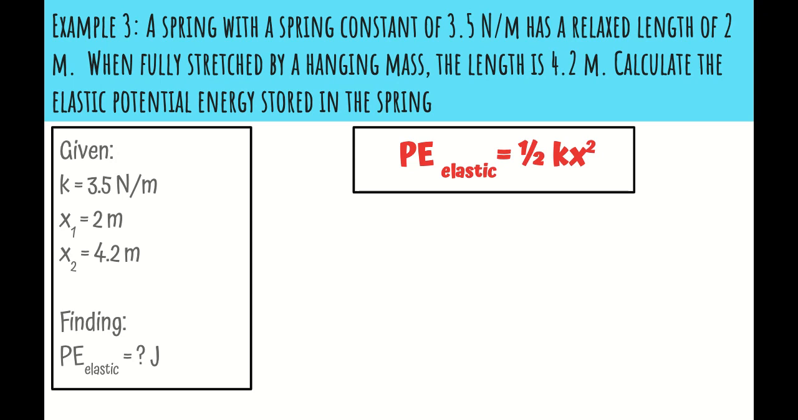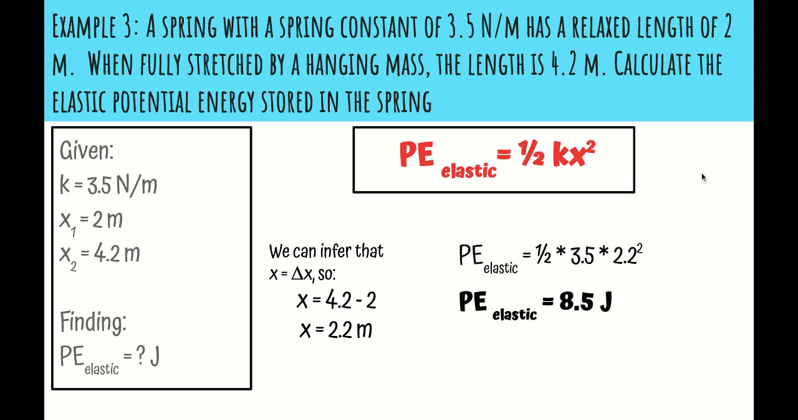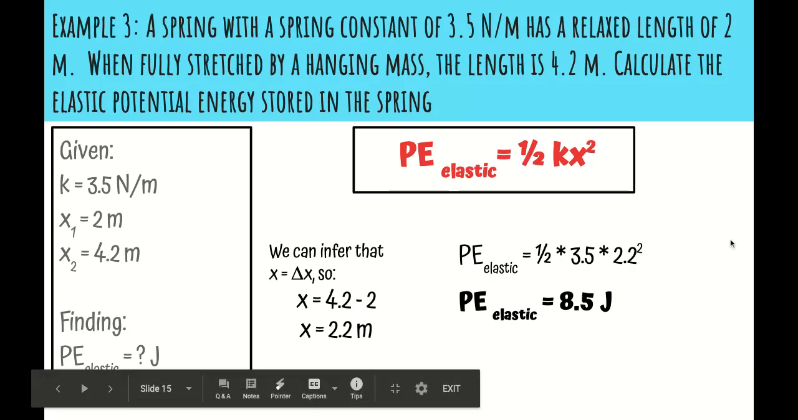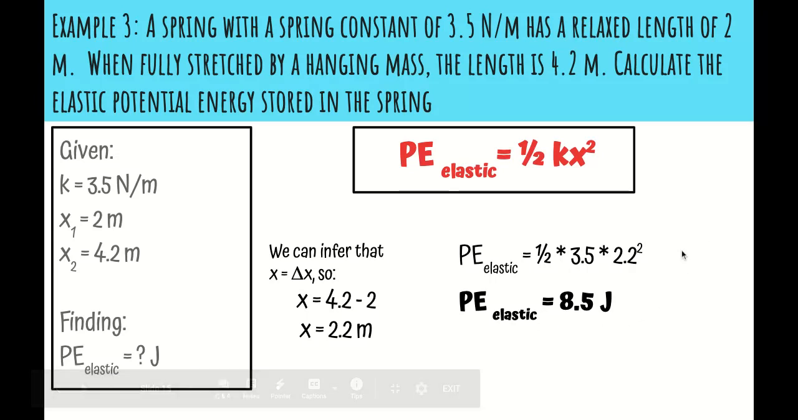We know the two different positions that it was in, so we would have to find the difference in those to figure out the distance it was deformed. And then we need to find out what the potential energy is. So we are going to insert those into this formula. So when we do that, we're going to have elastic potential energy equal to 1/2 times your spring constant times the distance that it was deformed squared. And then you would solve for that to get 8.5 joules of potential energy.